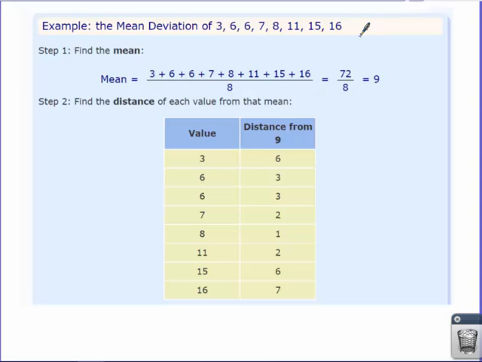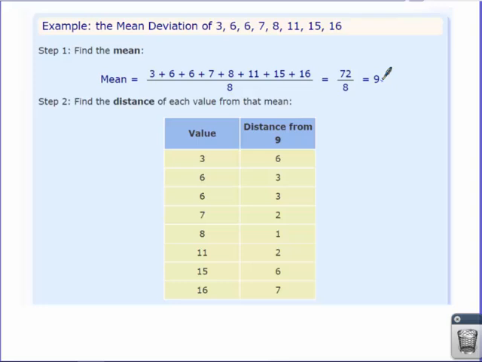So the first thing we do is we find the mean of our data. So I'm going to take all these data points and add them together: 3, 6, 6, 7, 8, 11, 15, and 16. You add those together, you get 72. Then you divide that number by how many data points there are. Well, there are 8 data points, so we divide by 8. 72 divided by 8 is 9. So the mean is 9.